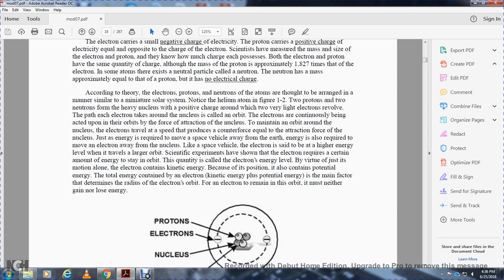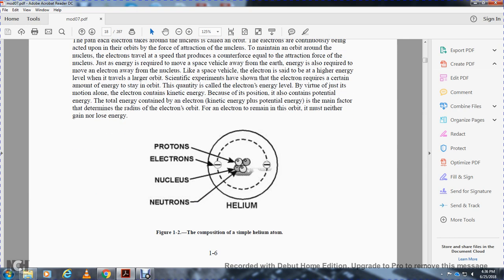By virtue of its motion, the electron contains kinetic energy. By virtue of its position, it contains potential energy. The total energy contained in the electron is the kinetic energy plus the potential energy. This total energy is the main factor determining the radius of the electron orbit. The electron remains in its orbit and neither gains nor loses energy. Figure 1-2 shows the composition of a simple helium atom: the protons, electrons, neutrons, and nucleus.